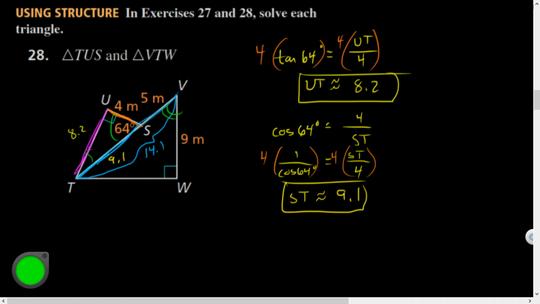Actually, I still didn't find this one, did I? This one's going to be what? 36? I think you guys can do that. All right, so angle V. I know. Question. Did I make a mistake? I made a mistake. Color me embarrassed.